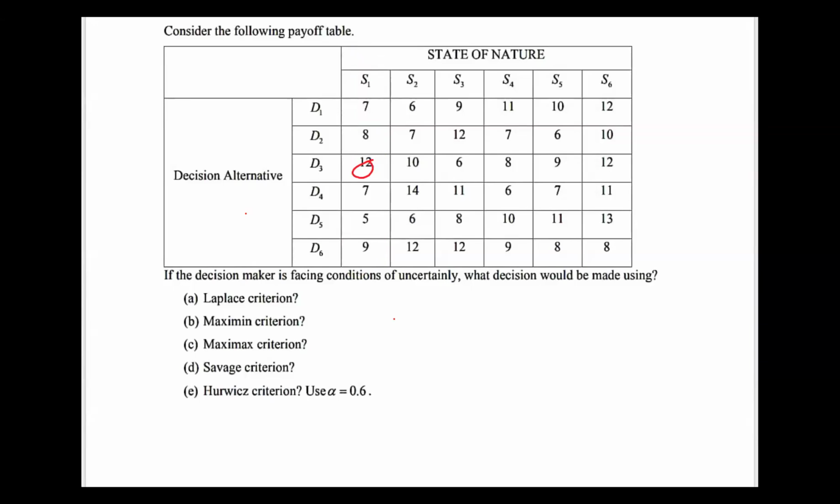Then 12 minus 8 is what? 4. 12 minus 4... 12 minus 7 is 5. It's 5 here again. 12 minus 5 should be 7. And 12 minus 9 is 3. You're following? Yes. And again, when you come to the second state of nature, what's the highest score?